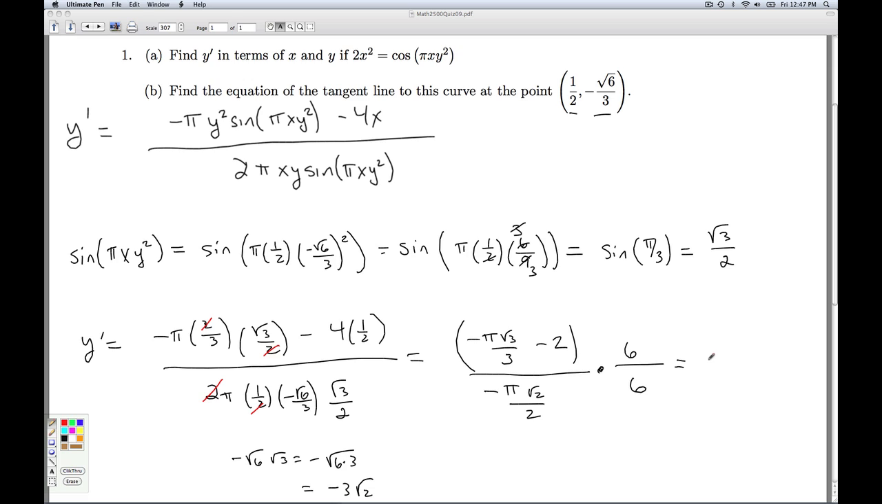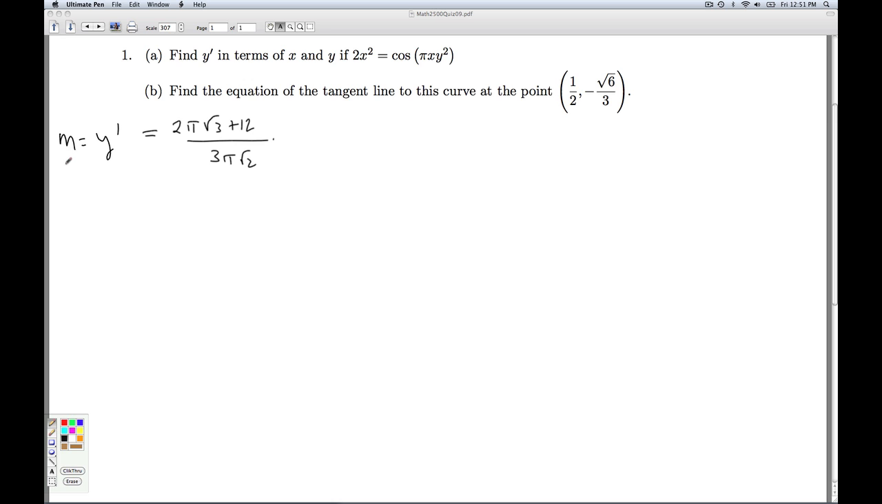So negative 2 pi square root 3 minus 12 over negative 3 pi square root 2. And I can factor a negative out and kill off all the negatives. So it's not the most appetizing of slopes, but that is the slope of the tangent line nonetheless.